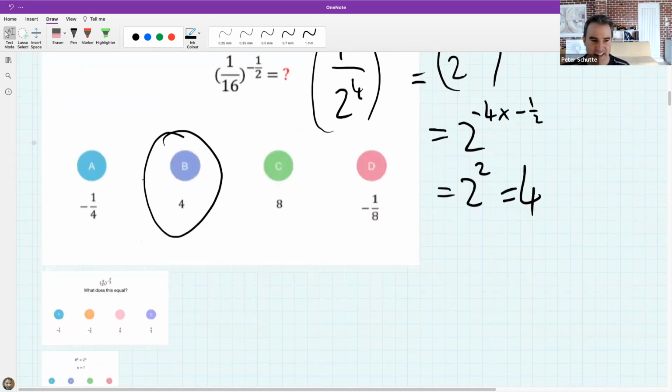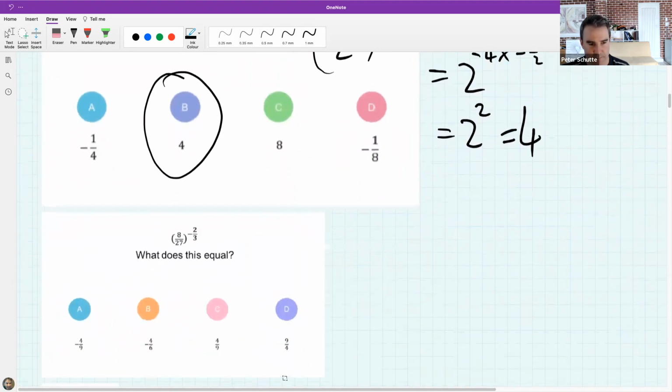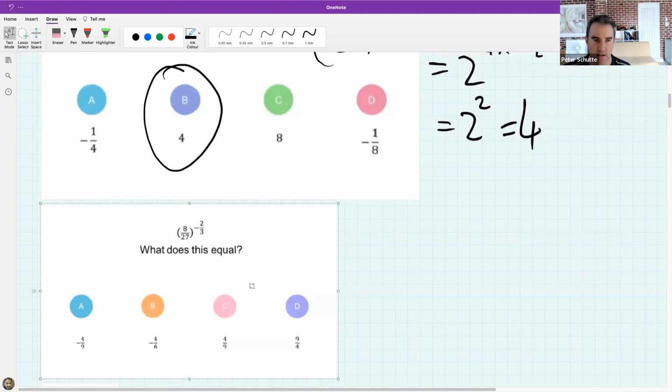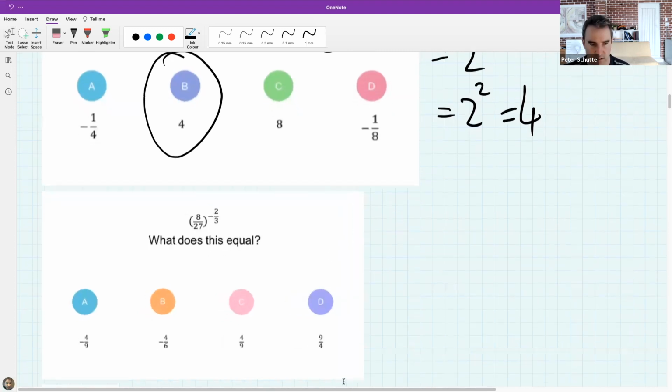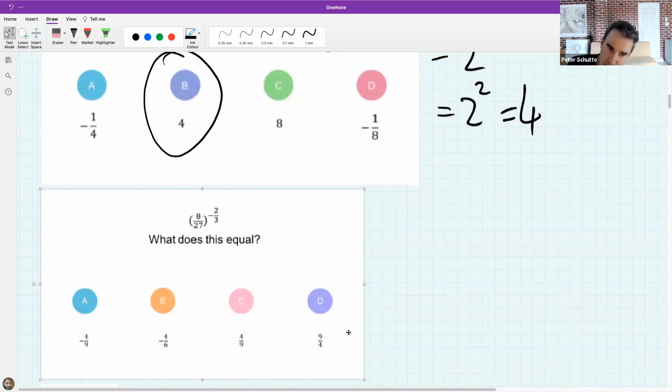Okay, let us make it a little bit more tricky. So can you solve this one? What is 8 over 27 to the power of minus 2/3? No calculators, just your understanding of exponents.